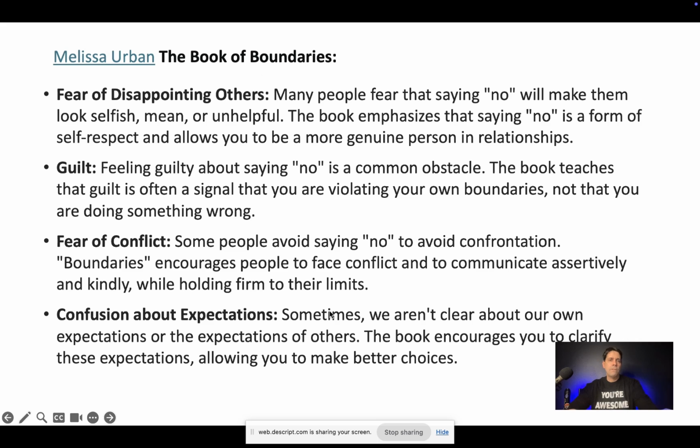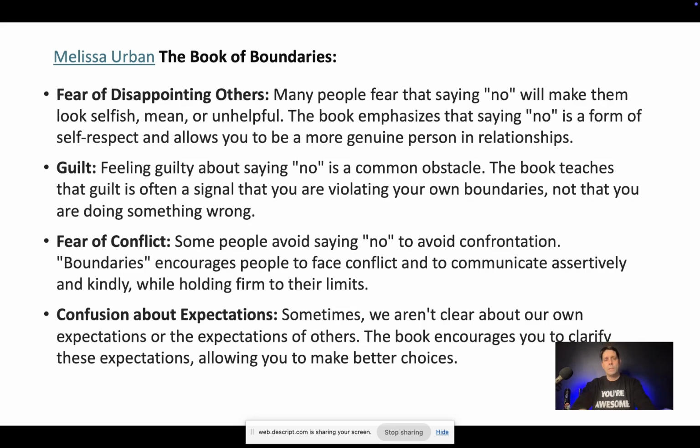A few more. Fear of disappointing others. Many people fear that saying no will make them look selfish, mean, or unhelpful. The book emphasizes that saying no is a form of self-respect and allows you to be a more genuine person in relationships. Guilt. Feeling guilty about saying no is a common obstacle. The book teaches that guilt is often a signal that you are violating your own boundaries, not that you are doing something wrong.